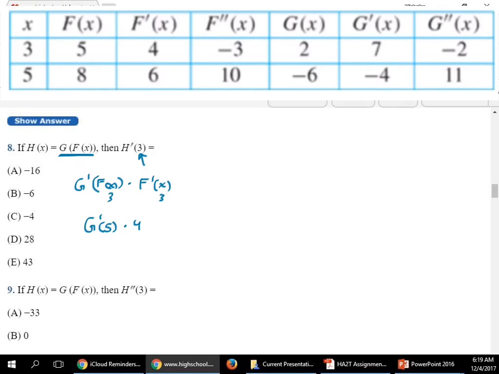Let's write g prime of 5 is going to be negative 4. And we have to multiply this by 4. So that gives us negative 16. Bam. Boom shakalaka. Shikity dakity kuga.